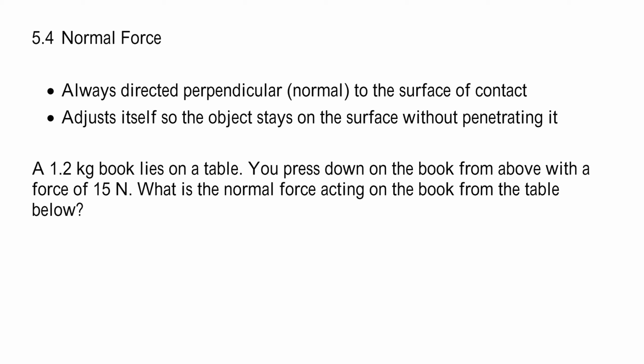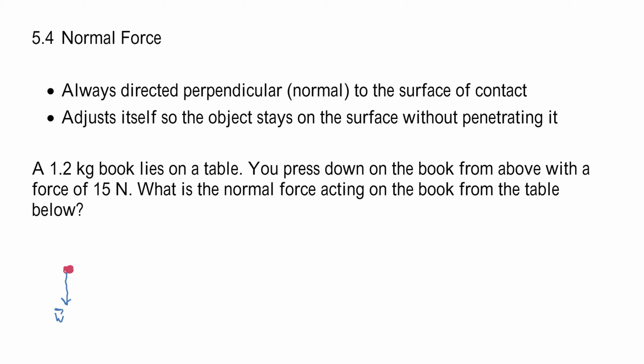A 1.2 kilogram book lies on a table. You press down on the book from above with a force of 15 newtons. Now we want to figure out what the normal force acting on the book from the table below would be. So we're going to draw a little free body diagram to get started. All we really need here is the free body. So here's the book, and then we have obviously the weight of the book, as we learned last time, directed down.